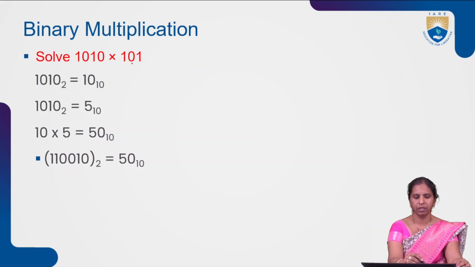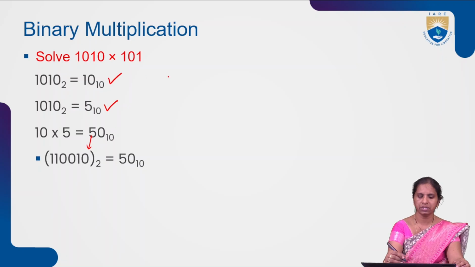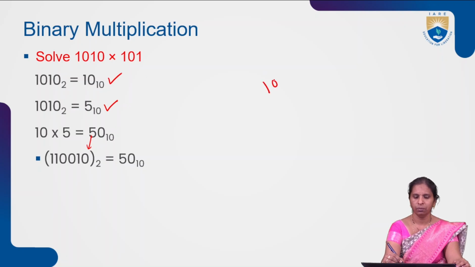For example, you want to multiply these two: 1010 into 101. What is 1010 in decimal? Nothing but 10. And what is 101 in decimal? 5. Then 10 into 5 equals 50. And 50 in binary is equal to 110010. Now we'll see how to perform this operation.